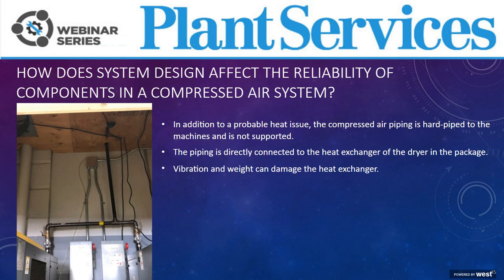If you look closely, you can also see that the piping is hard piped to the heat exchanger on the built-in dryer in this case, and the pipes are not supported. What happens here is any vibration in the pipe or the compressor is transferred straight to the heat exchanger in that dryer, and you're going to have a premature failure of that heat exchanger. So always be sure that you have a flexible connection in that piping and that you have the pipe supported so the weight won't damage any of the components.